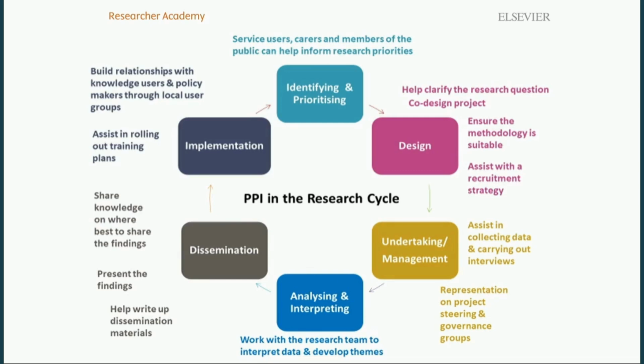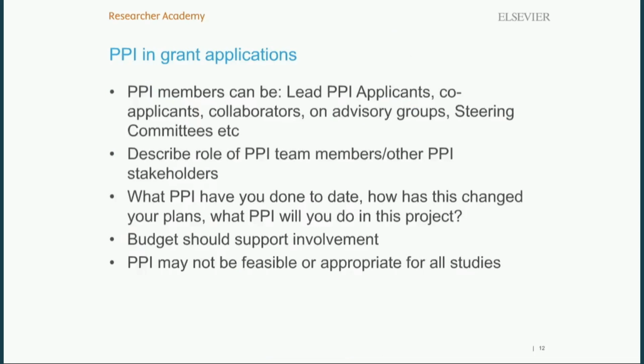So as I said, at every stage of the research cycle, you can involve PPI team members. So now I want to take a look at PPI in your grant applications. Where can you bring in PPI team members into your applications? There may be an opportunity to have a lead PPI applicant. A PPI team member could be a co-applicant or collaborator, depending on the size of their role. As I said, they could sit on advisory groups or steering groups.